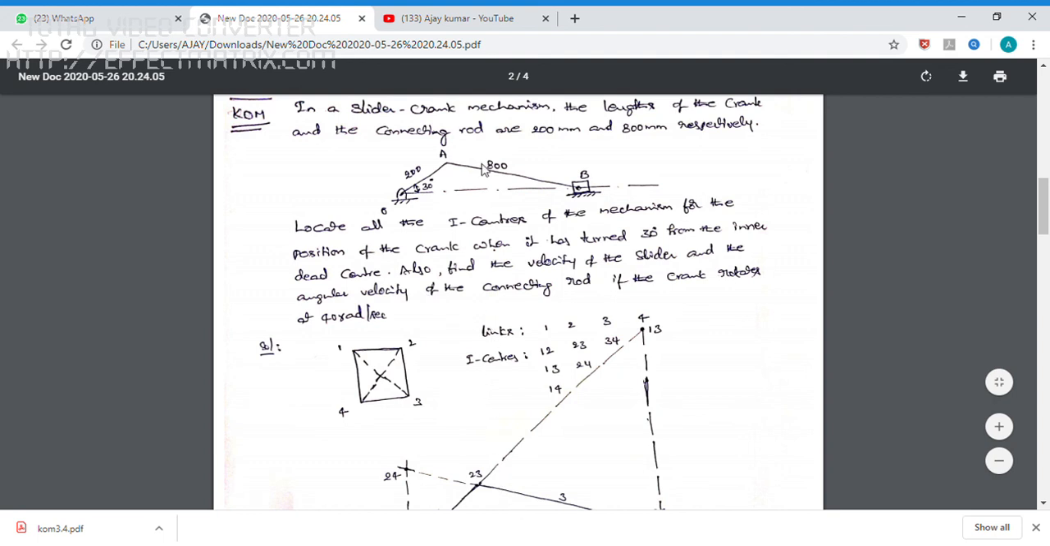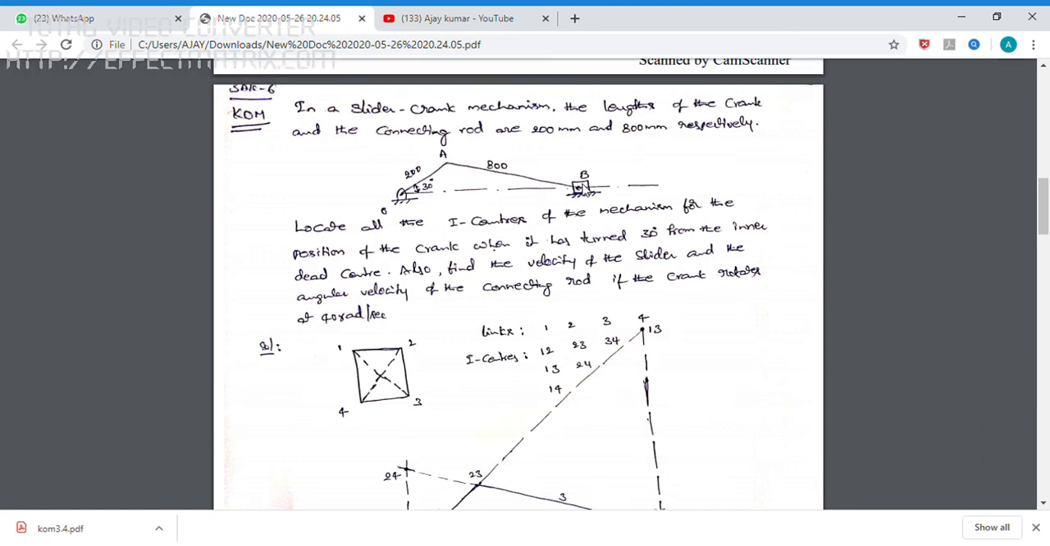First of all, identify how many links lie in our mechanism. One is the fixed link, this entire thing is the fixed link. The second one is the crank. The third one is the connecting rod. And the fourth one is the slider. Total how many links are there? Four. So for identification of the instantaneous centers, now I have drawn the basic diagram.